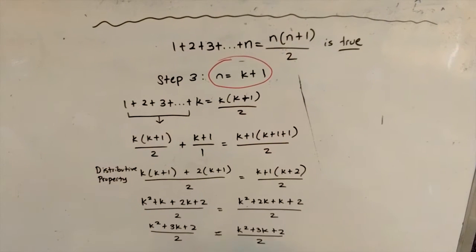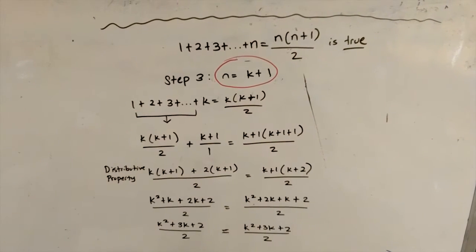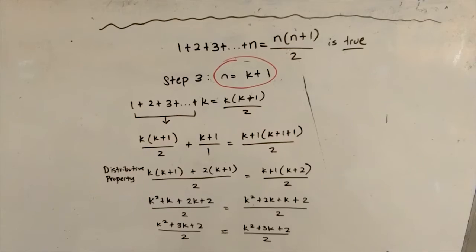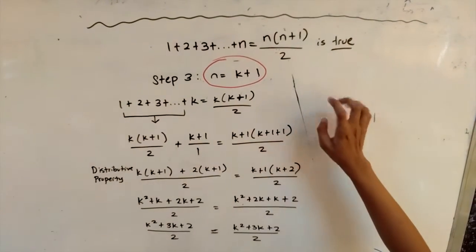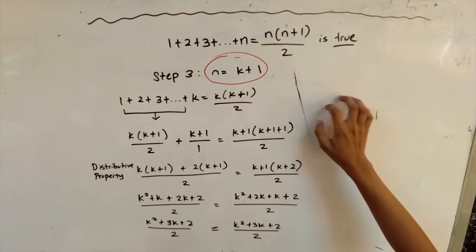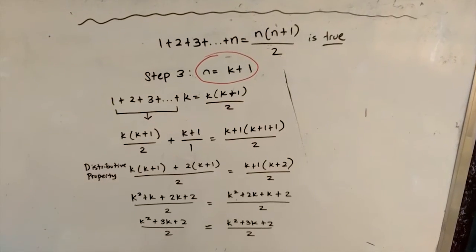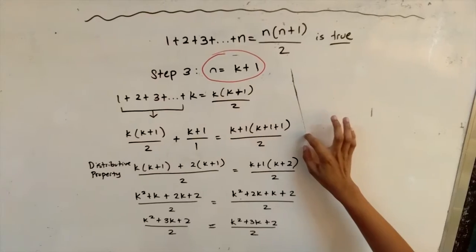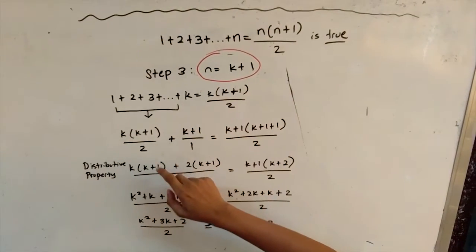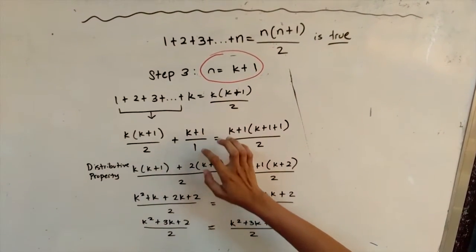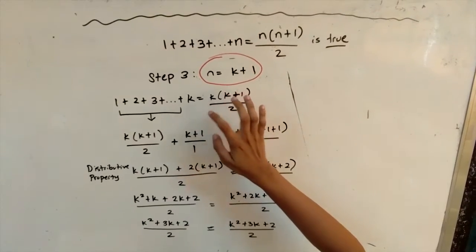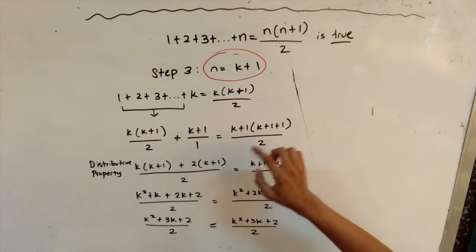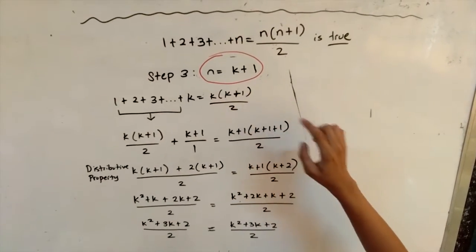Wherein we're going to prove that 1 plus 2 plus 3 all the way up to k equals k multiplied by k plus 1 over 2 is true for n equals k plus 1. First step that we're going to take, since 1 plus 2 plus 3 are the same with this equation, we can rewrite it in the left side. Then, this k, we can substitute the value of n in the form of k. All of the k will be substituted by k plus 1.